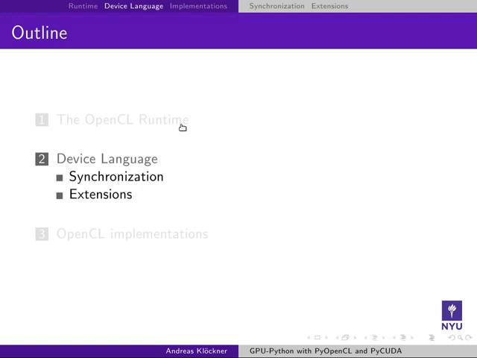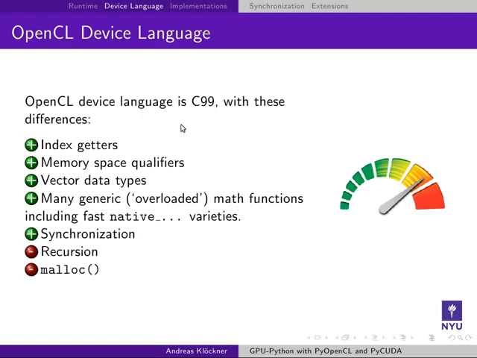Right. Switching gears a little bit, let's talk about the device language. Since you've already learned a fair chunk of CUDA, I won't bore you. It's mostly similar to that. Compared to C99, you have a couple of gains and a couple of losses. So you have these index getting functions, like get_local_id, that we talked about, and you have memory space qualifiers. I'll show you those in a second.